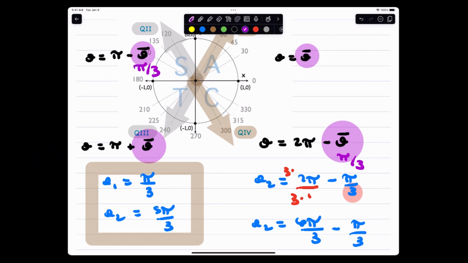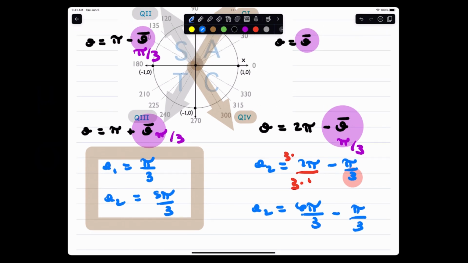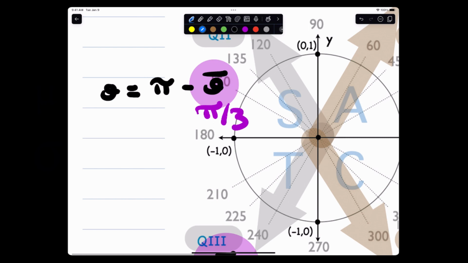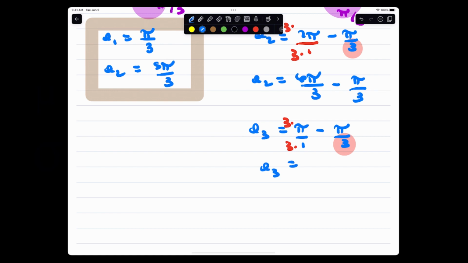But plug in the reference everywhere. Pi over 3. What's this? Pi over 3. You're going to have to do some more arithmetic now. So for this first one, you want pi minus pi over 3. Is that right? So theta 3 is pi minus pi over 3. Put that over 1, ladies and gentlemen. Multiply by 3, and then what goes on here? 3 times 3. Theta 3 is going to be 3 pi over 3 minus pi over 3, which will give you 2 pi over 3.